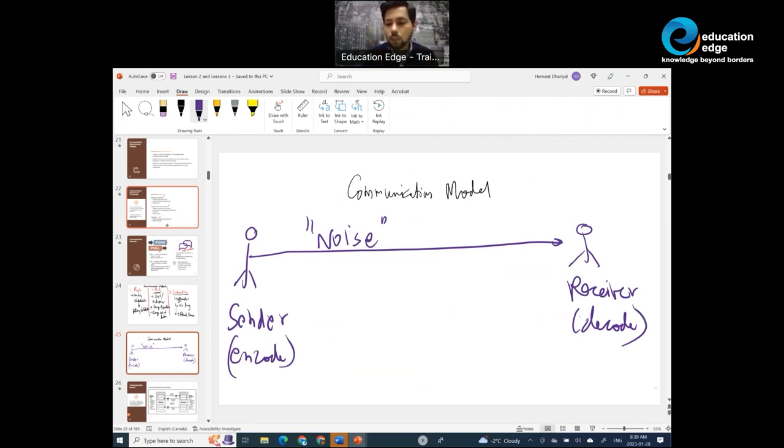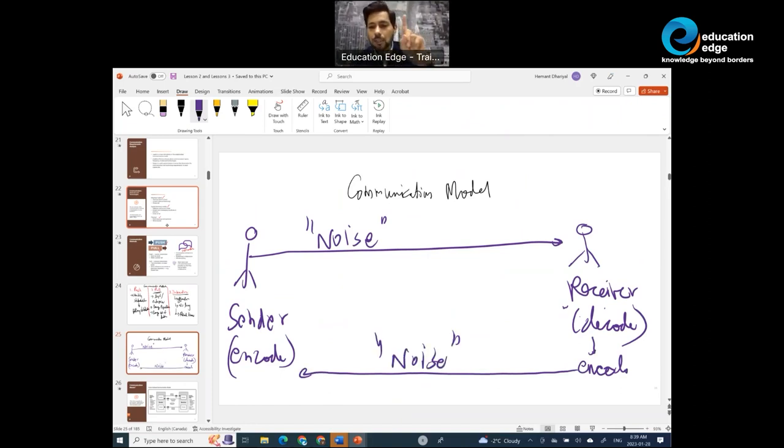Now, the receiver could decode, would read your message, decode it, and could also now encode, write a message back to you. And now it is the receiver's responsibility to write the message with clarity, use the right communication method, and remove any hindrance in the sender's ability to understand the message. Feedback. So the receiver may send some feedback sometimes, right?